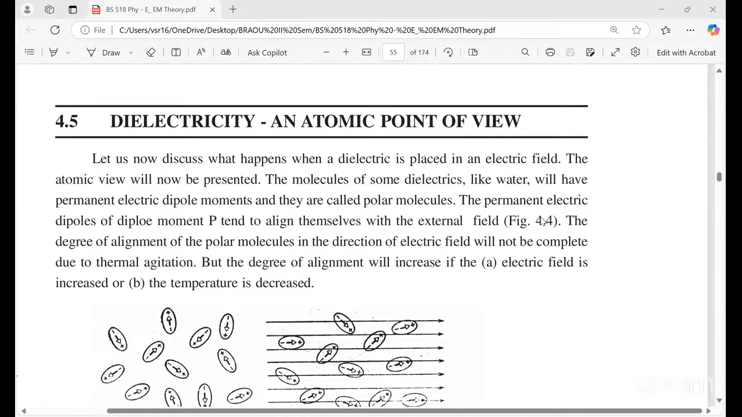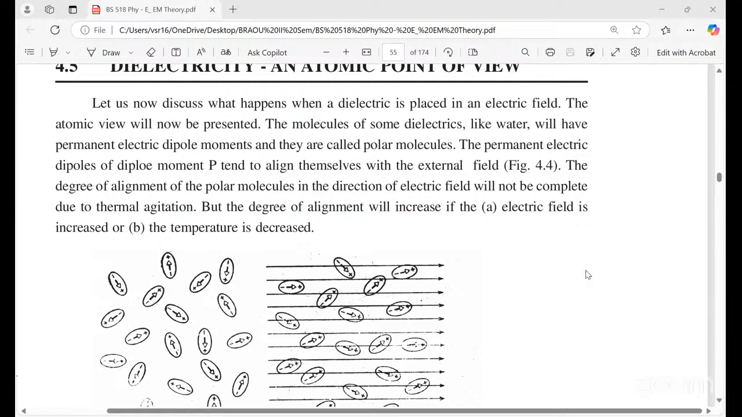If there is a charge, there are lines of force of the field. So the alignment of these polar molecules is in the direction of the electric field. In whichever direction the electric field is applied, the molecules of the dipole turn into that direction. But the alignment will not be complete due to thermal agitation, that means variation of temperature. The degree of alignment will increase if the electric field is increased or the temperature is decreased.